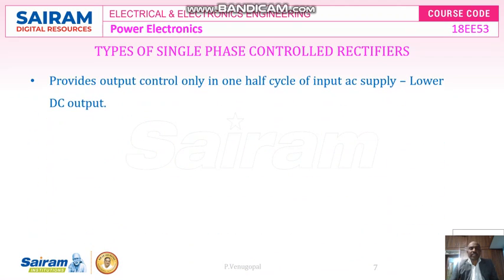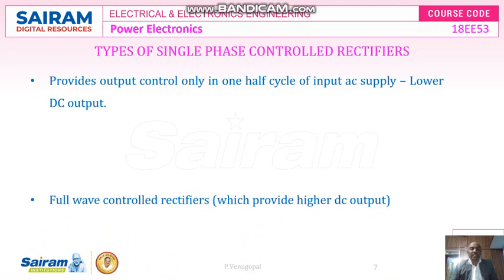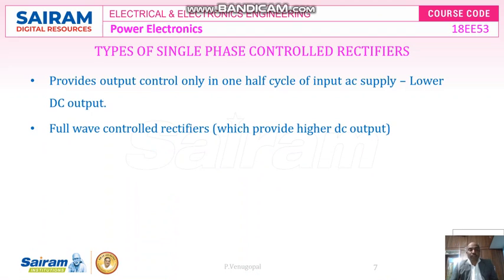Then the types of single phase control rectifiers. In single phase control rectifiers we also have different types, depending upon the load, such as single phase control rectifier with high load and heavy load, and another depending upon the output control. If the output is controlled only in one half cycle of the input supply, then we call it a single phase half wave control rectifier. If the output is controlled in both half cycles of the input power supply, then we call it a single phase full wave control rectifier.